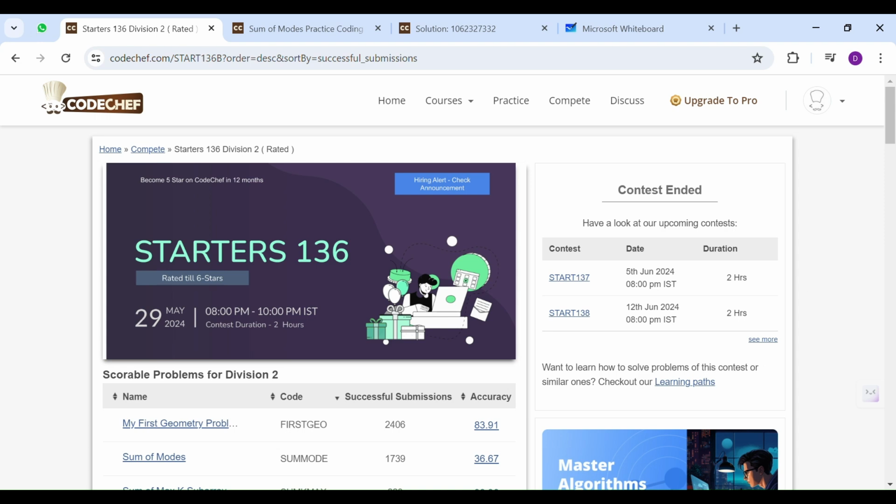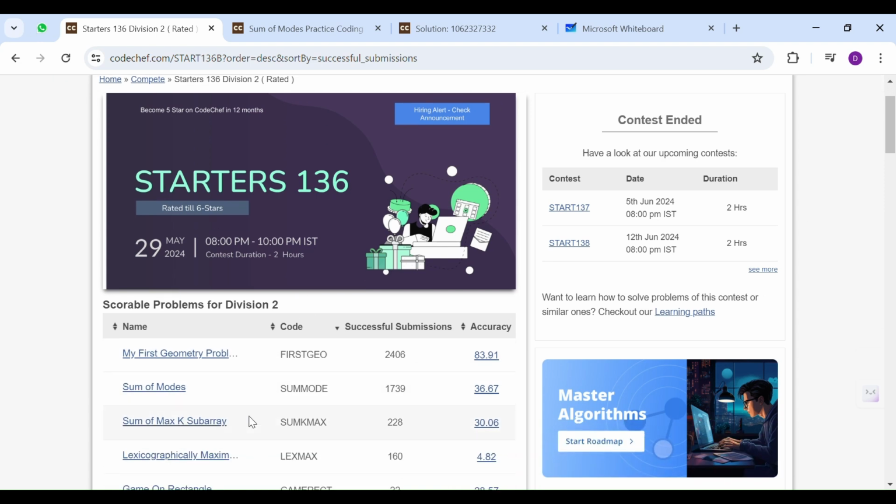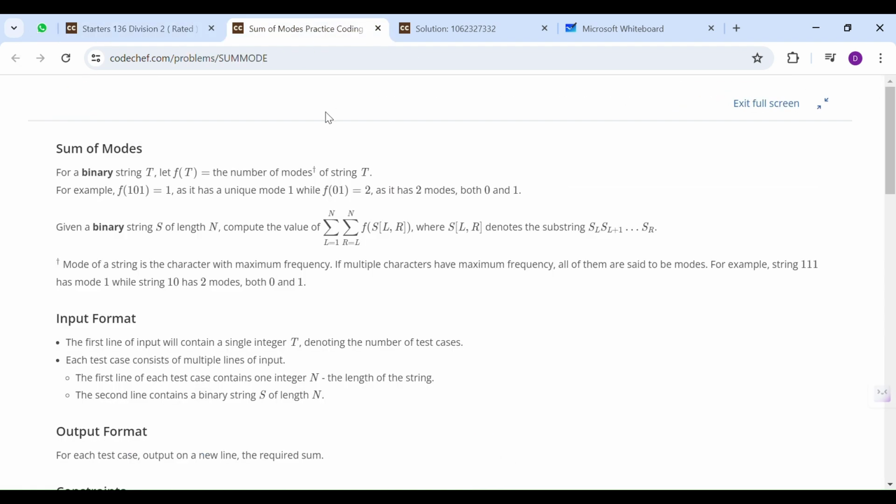Today we will be solving Starters 136 Sum of Modes question. Okay, so you are given a binary string and let f of t be the number of modes of string t. You need to compute the sum of this function for all possible substrings of your string.